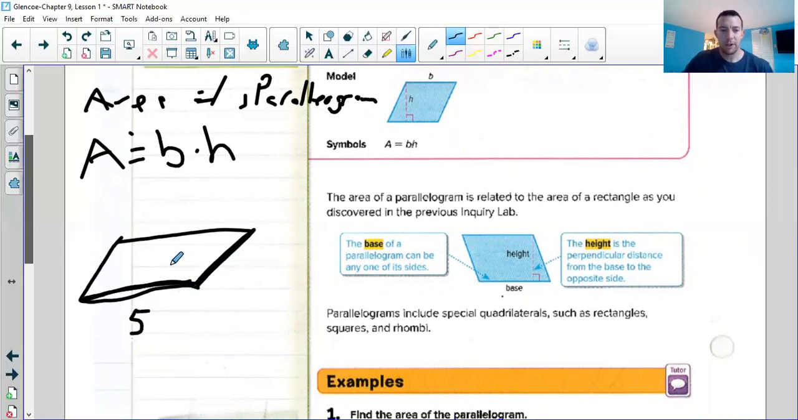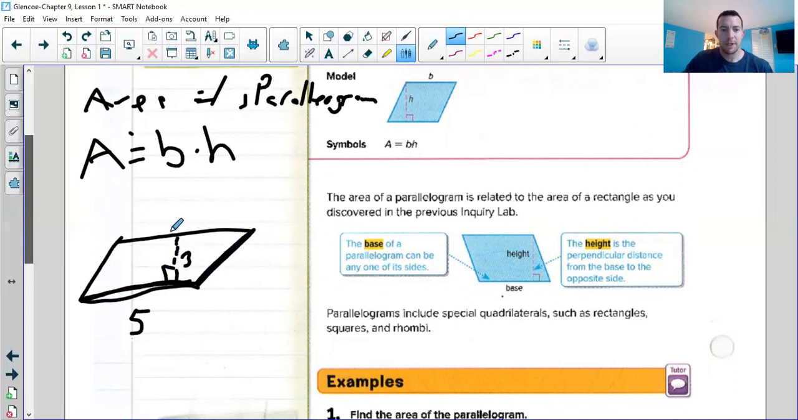The height of a parallelogram has to go from the base to the opposite side, and it has to form a 90-degree angle. So that's the key. It has to form a 90-degree angle. So base to the opposite side, and it has to form a 90-degree angle. And let's say that was 3. So notice this, because it's not forming a 90-degree angle, is not my height.